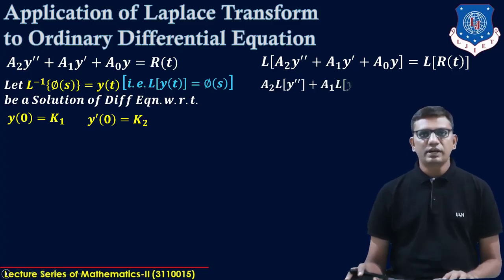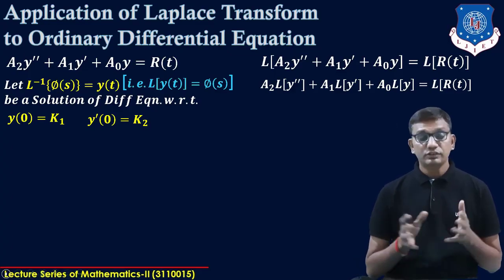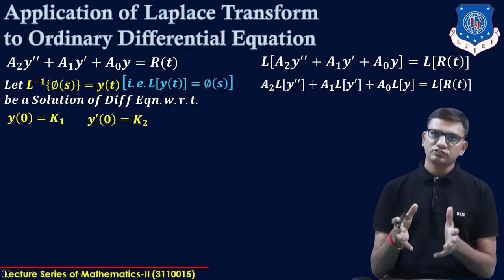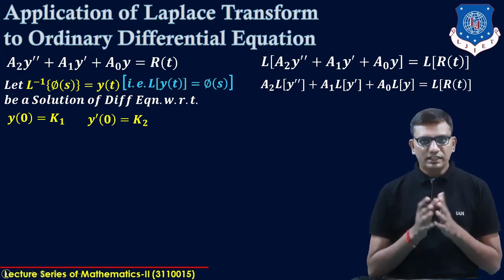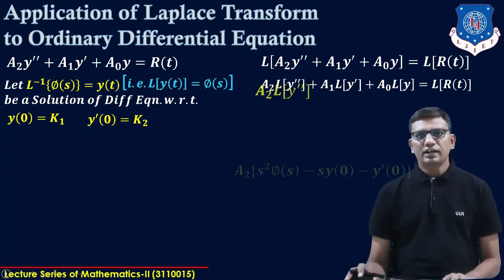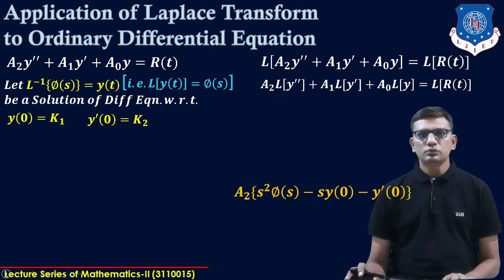Now we separate the Laplace. Using the linear property of Laplace, we get a2 Laplace of y'' plus a1 Laplace of y' plus a0 Laplace of y. As we know the Laplace of f'' and Laplace of f', we apply them here. Here the Laplace of y'' formula is a2 into s square phi of s minus s y(0) minus y'(0). Here y(0) and y'(0) are known for us.